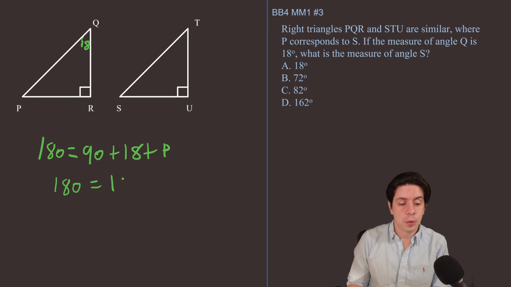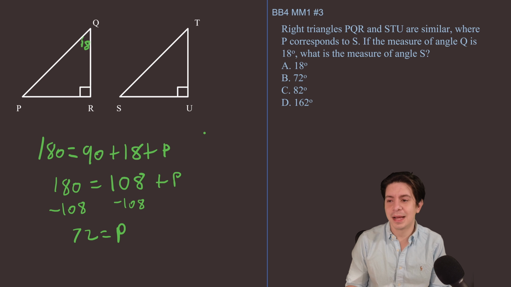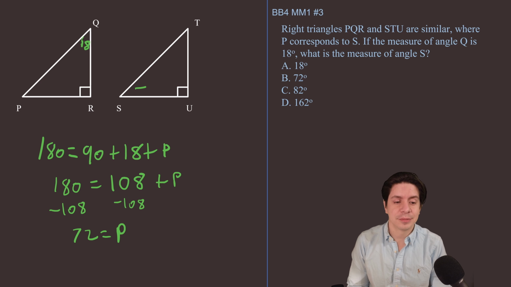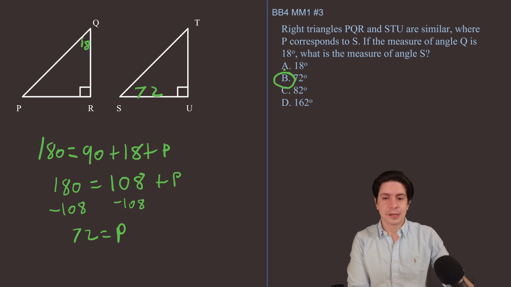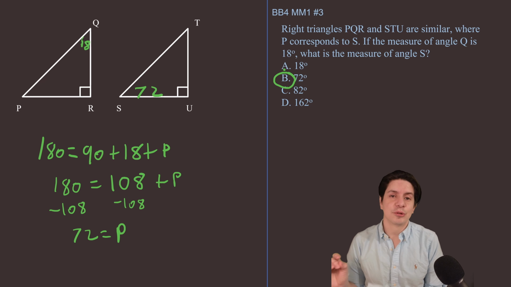equals 108 plus P. Then I subtract 108 from both sides, and I get 72 equals P. And you're asking, Sebastian, why are you doing that for P? We're asking for S. Well, because they're corresponding, so that means they're going to be equal. So S is also going to be 72, and that is going to be B as in Bobby again. A lot of B's so far. You don't need to overcomplicate this one. You just need to remember that similar triangles have corresponding angles that are equal.